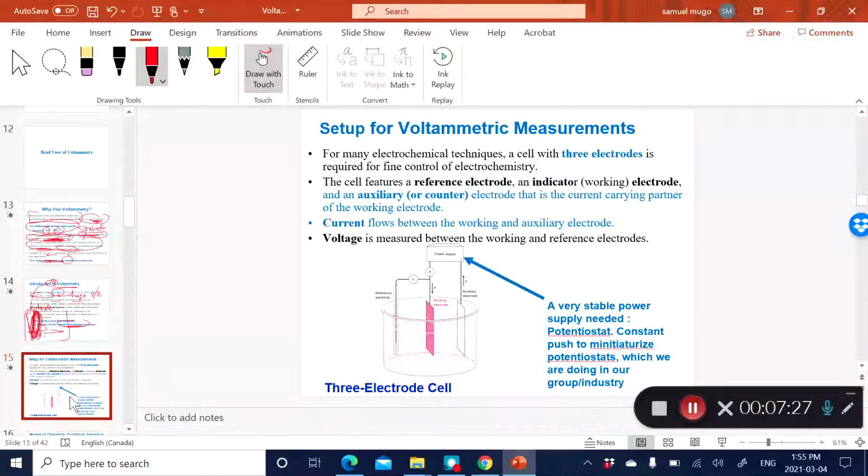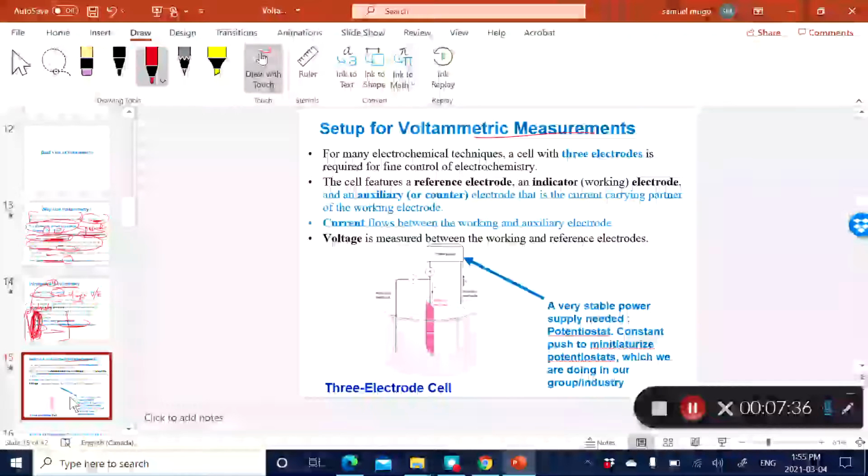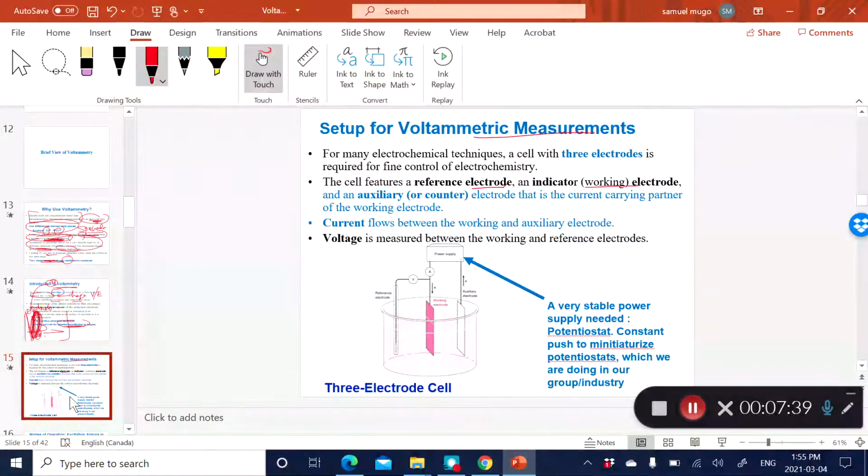So what does the setup look like for voltammetry? As I said before, it's analogous to a galvanic cell. It's actually an electrolytic cell. So you've got two electrodes, an indicator electrode and a reference electrode. And the indicator electrode, remember what we said, is typically the cathode. And you've got the reference, which is typically the anode. However, in the case of voltammetry, we normally include another electrode which we refer to as the auxiliary electrode.